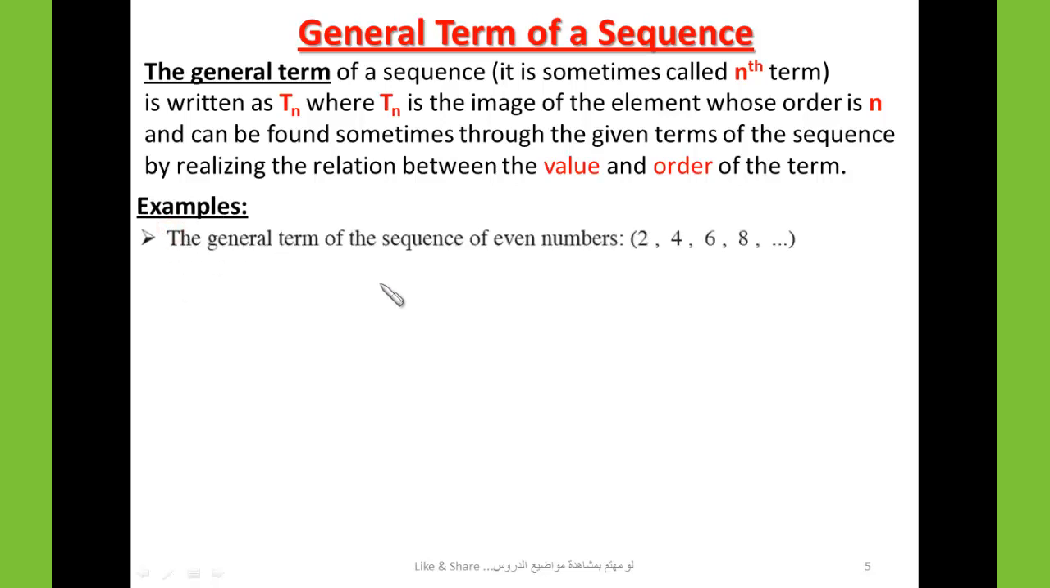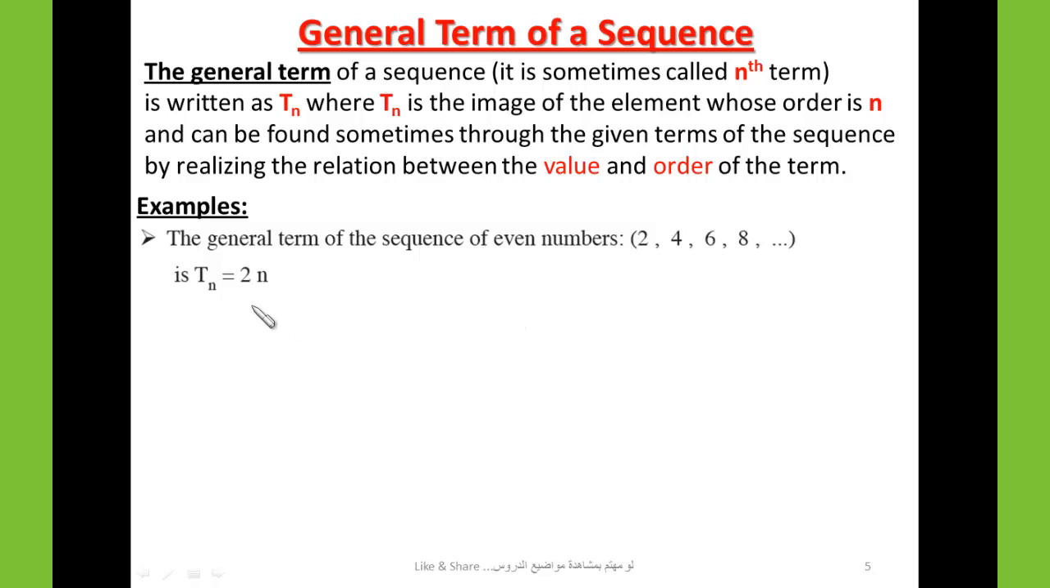The general term of the sequence of even numbers 2, 4, 6, 8, and so on. What general term can be written for this sequence? The general term is Tn equals 2n. There is a relation between the order and the value. What do we mean by that? Here the order is 1, the first term, so T1 equals 2 multiply 1, which equals 2.